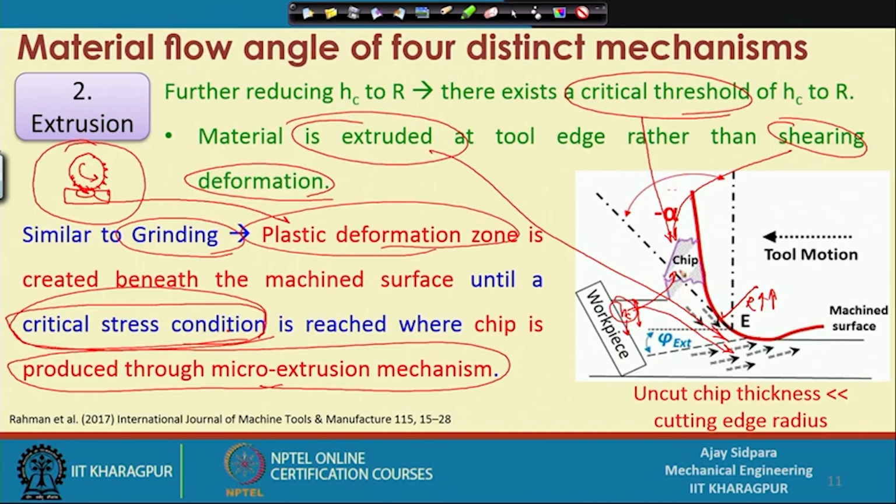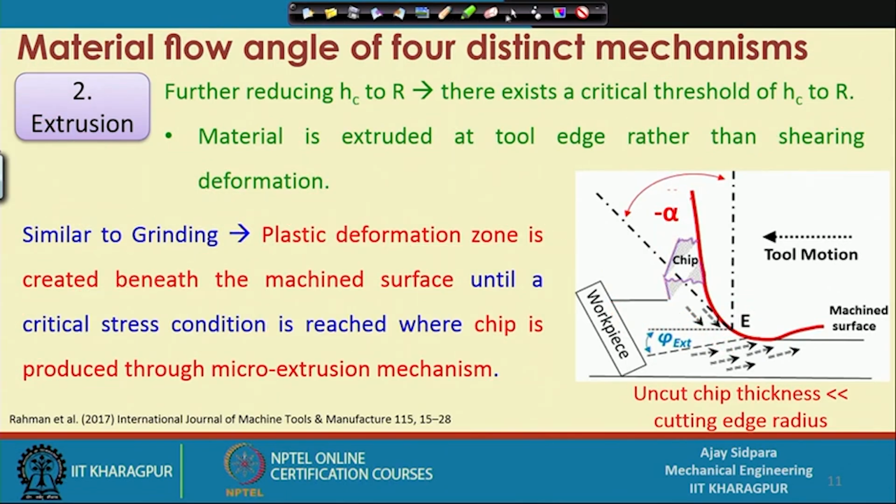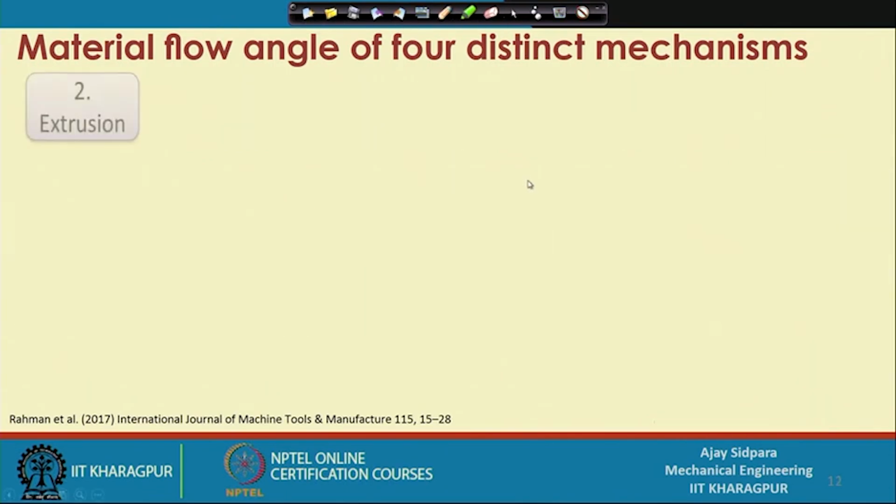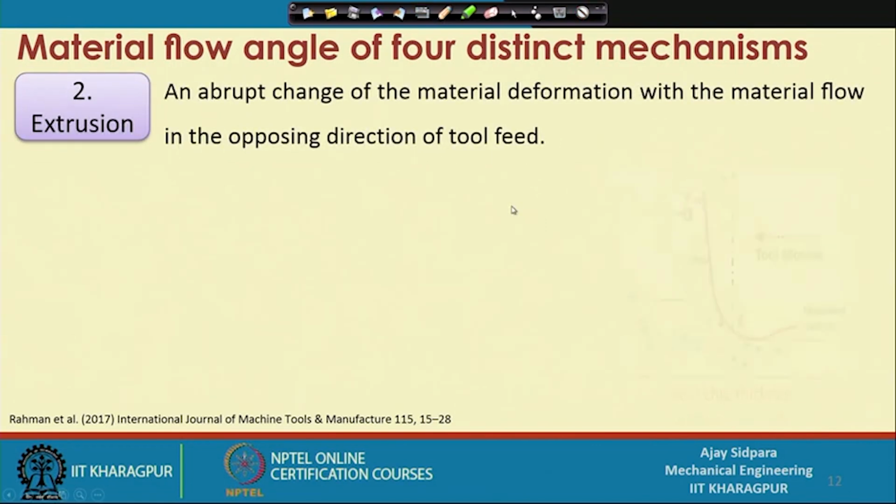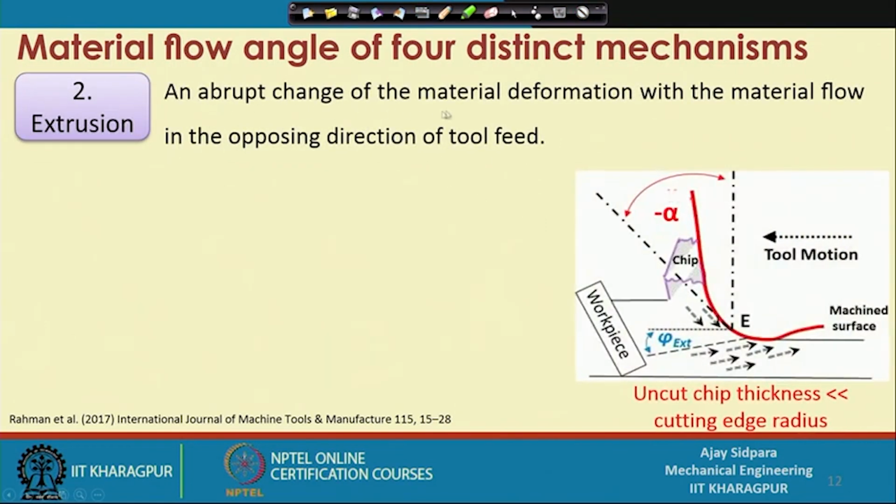So, in this case also you will get a chip, but the chip may be smaller than in the shearing mechanism, because in shearing the size of the chip is bigger and it may be uniform also. In this case, comparatively, this phenomenon is not suggested in micro machining for efficient removal. So, what happens in this particular case? There is an abrupt change in the material deformation, with material flow in the opposing direction of the tool.